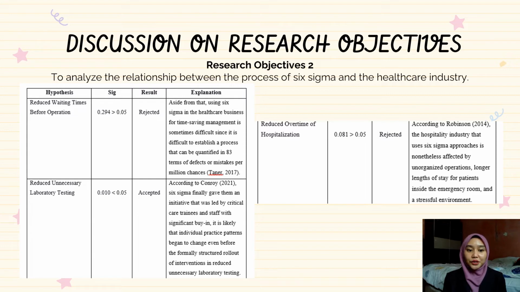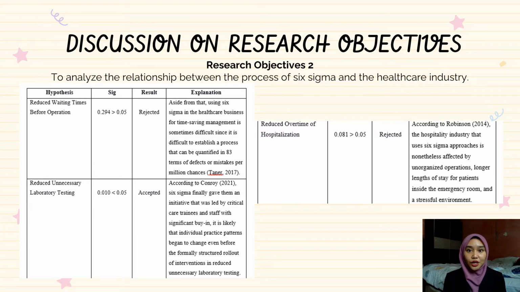Next is reduce unnecessary laboratory testing. The sigma value is 0.010, which is less than 0.05, so the result is accepted. According to Conroe 2021, Sigma finally gave them an initiative that was led by critical care trainees and staff with significant buy-in. It is likely that individual practice patterns began to change even before the formally structured rollout of intervention in reduced unnecessary laboratory testing.